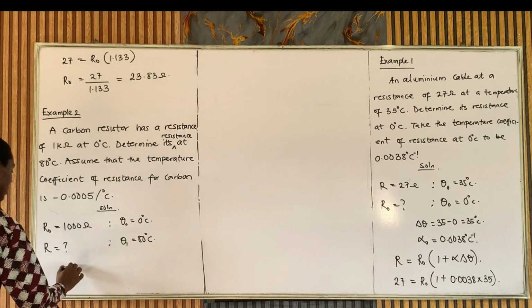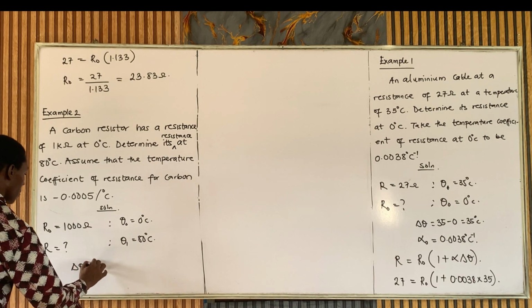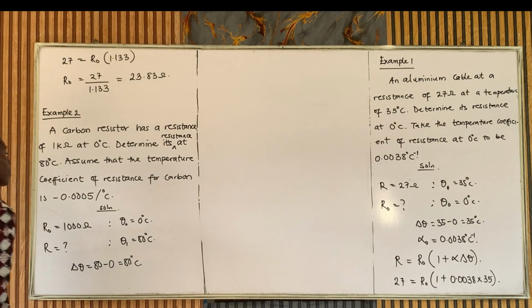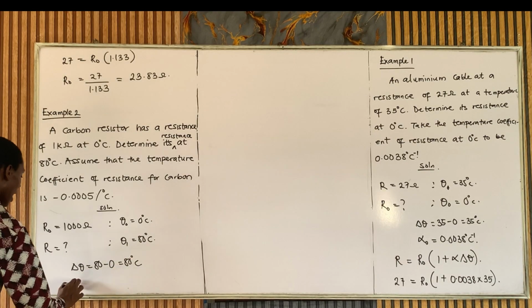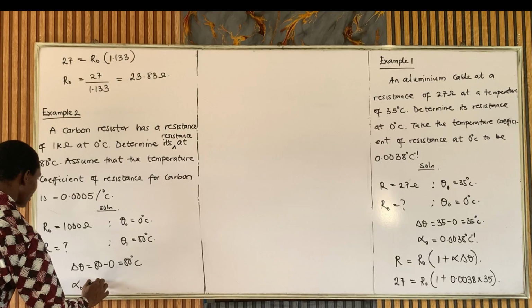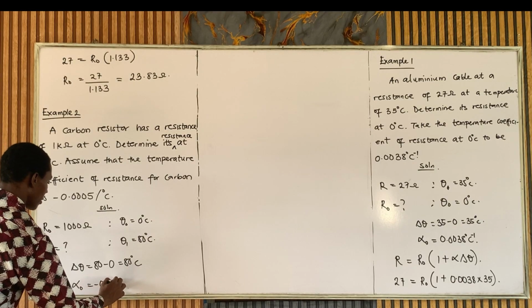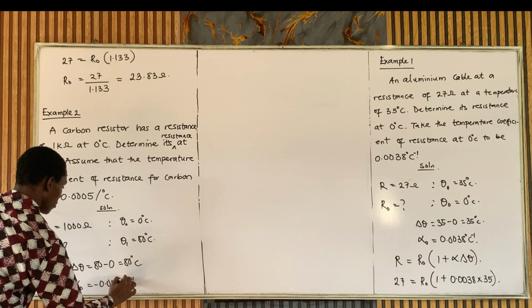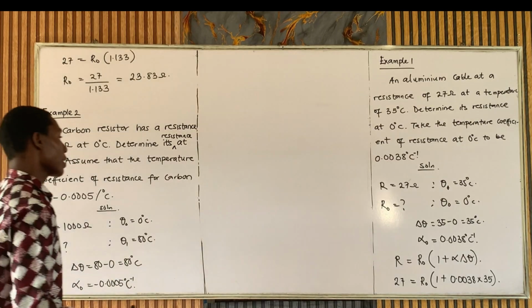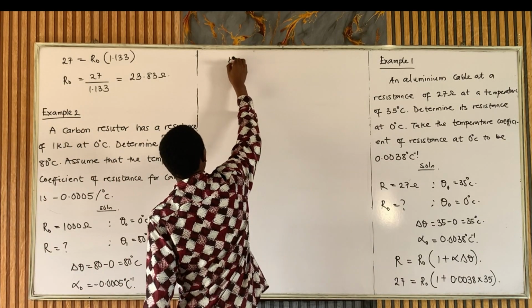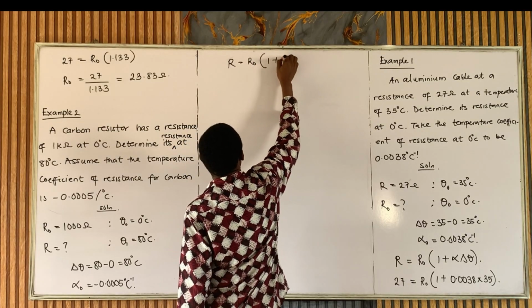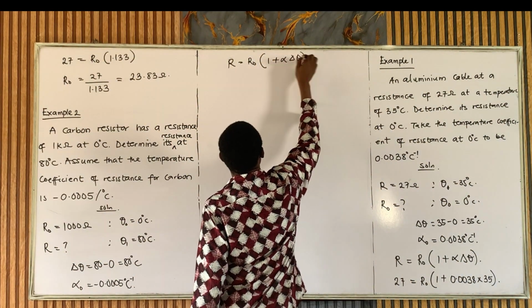Now, our change in temperature here will be 80 minus 0, which is 80 degrees C. Our alpha naught is given as minus 0.0005 per degree C. And so we know that R is equal to R naught into bracket 1 plus alpha change in temperature.